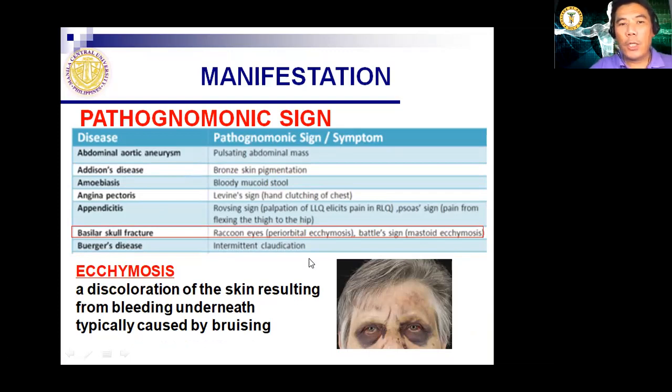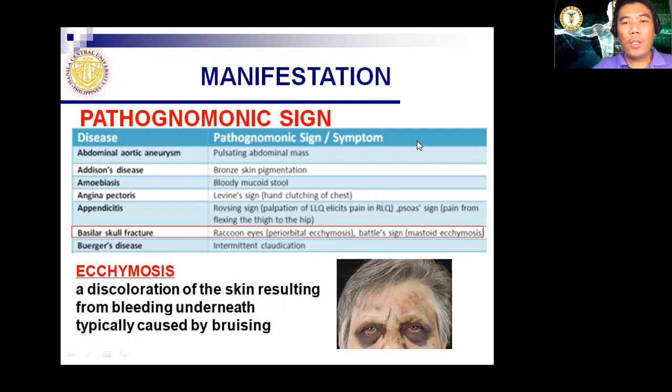If you encounter the term ecchymosis, this is usually a discoloration resulting from bleeding underneath, typically caused by bruising. Try to imagine the area with dark discoloration; periorbital means around the eyes. That is what we call raccoon eyes.